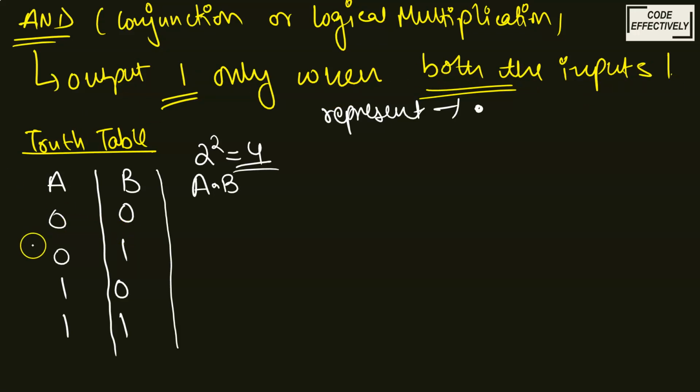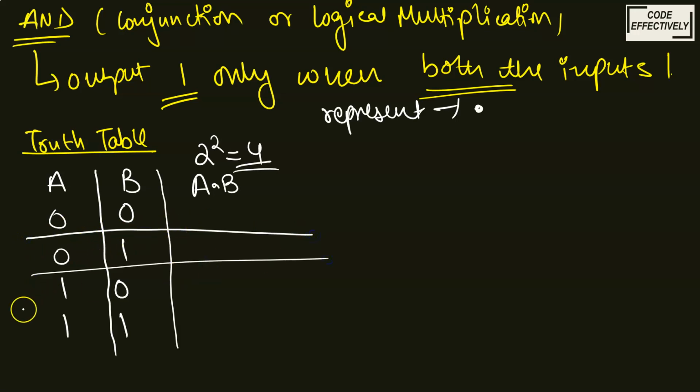A is 0, B is 0. So when both the inputs are 0, what will be the output? It's pretty obvious the output will be 0 only, because I have already written when both the inputs are 1, then only 1 will be produced. So both the inputs are 0, it will be 0.